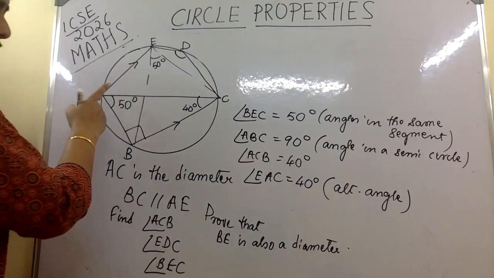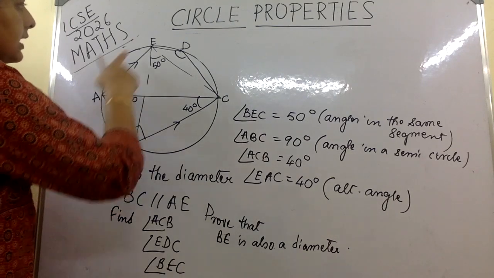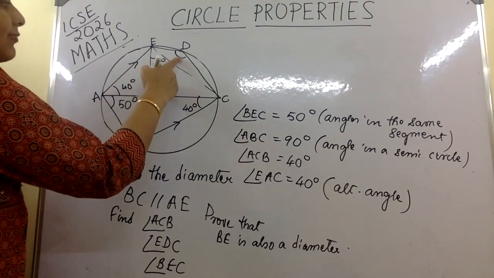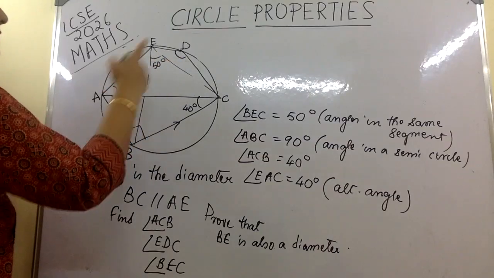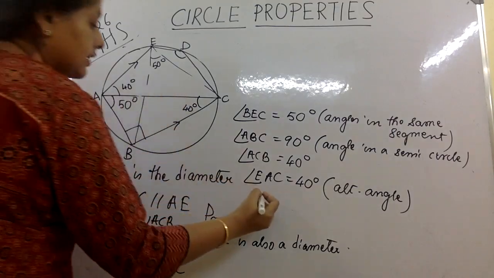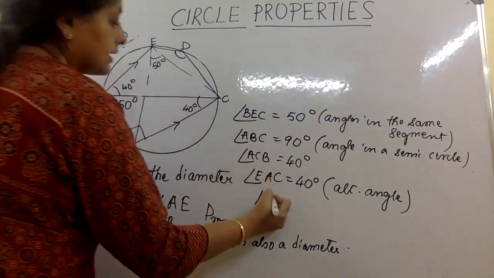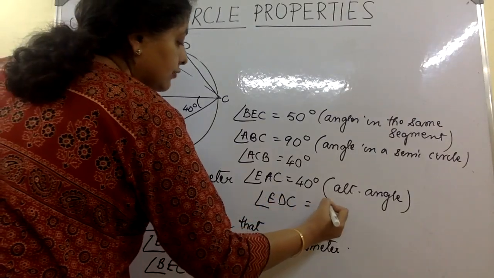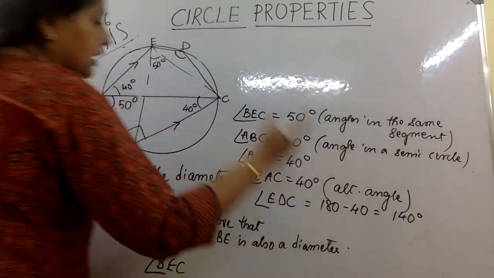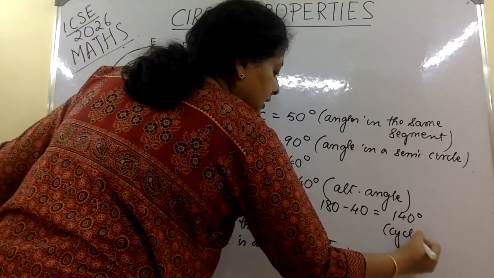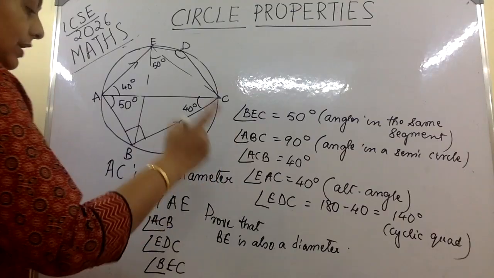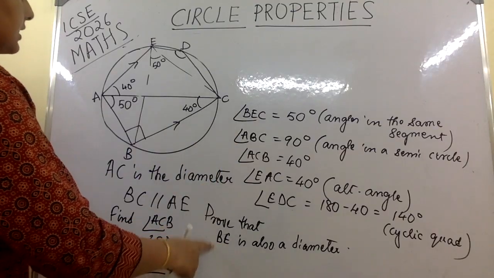Once that is done, you can see AEDC is a cyclic quadrilateral. If this is 40 degree, then here I have my 140 degree, because opposite angles of a cyclic quadrilateral are supplementary. Therefore, angle EDC is equal to 180 minus 40, which is 140 degrees. You can just write cyclic quad. If you just write this much, it's okay, acceptable.